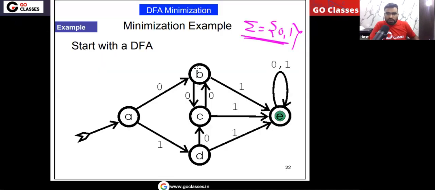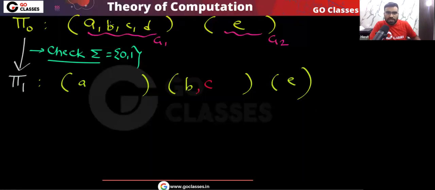On 1, where are they going? BD on 1, they are going to group 2. Yes or no? BD on 0, they are going to group 1. On 1, they are going to group 2. So they will be together. That's it. Now there is nothing to check. Is this clear?